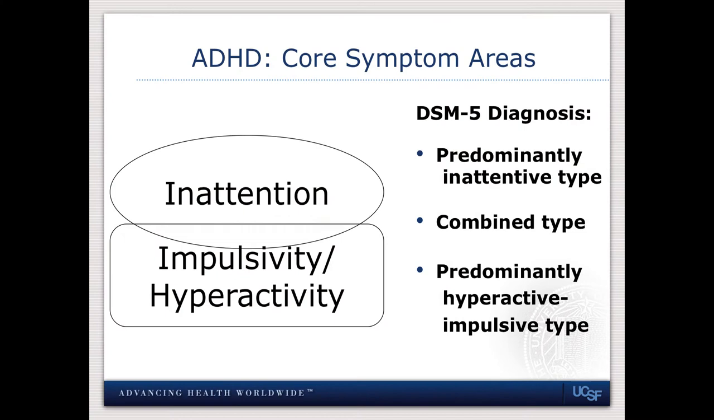So ADHD, as you all know, is two main things, at least in DSM-5. It used to be three in DSM-4, but now it's inattention and impulsivity and hyperactivity. So we have the predominantly inattentive type, which, as I said, is more common in dyslexia and more common in girls. There's the combined type, and then there's more the predominantly hyperactive impulsive type, which is the least common of them all. We're talking about distractible inattention.